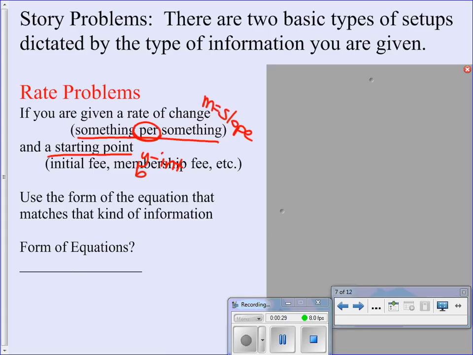What kind of equation should you use in that case? Well, I would hope a slope-intercept form equation.